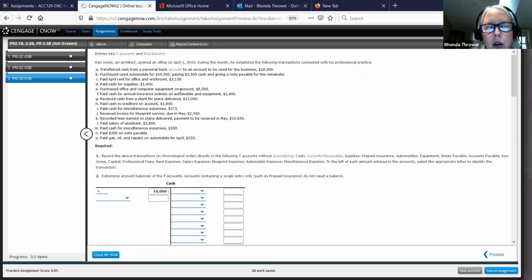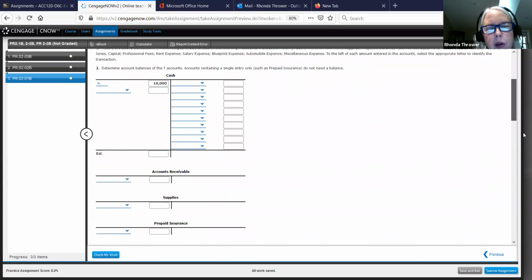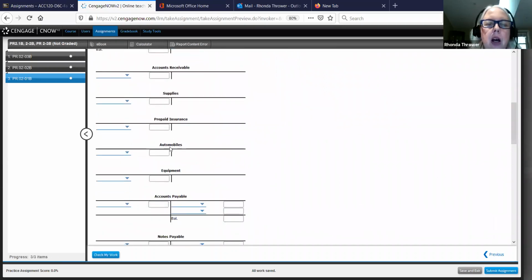We bought an automobile, so I'm going to hunt for an account that has at the top of it automobiles. Do you see it's right here? Automobiles is an example of an asset. Assets increase on the debit side. The debit side is the left side of the account.